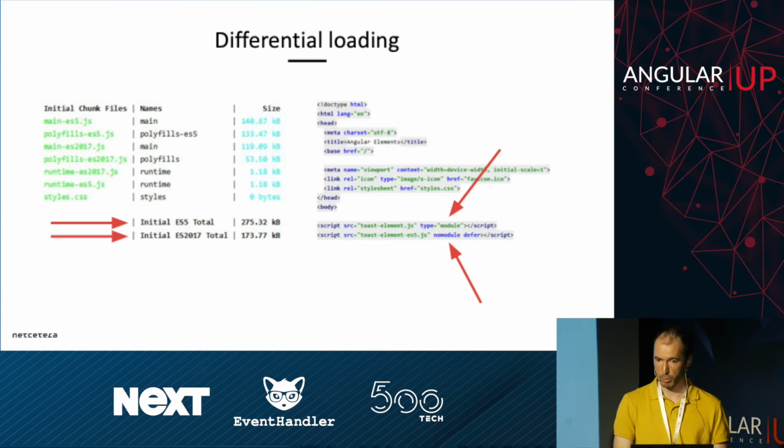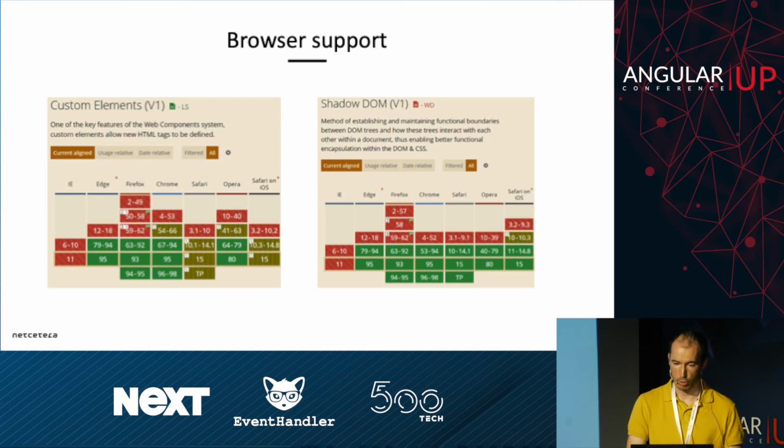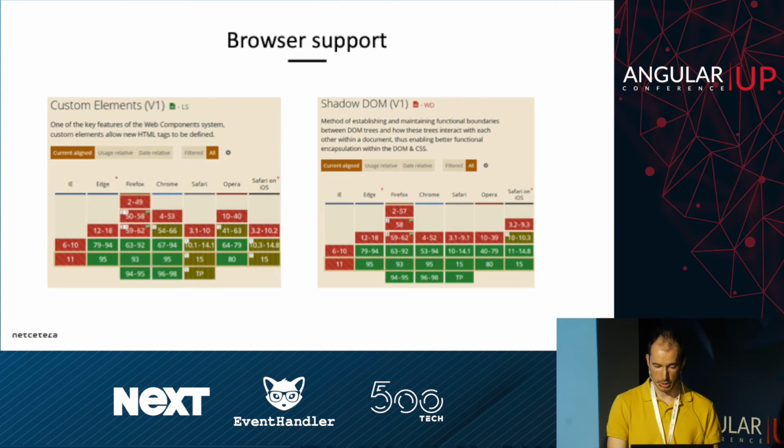How do browsers actually distinguish which of these bundles to take? It's based on the type attribute in the script. So if it's type module, then it's an evergreen browser, and if not, then it's Internet Explorer. Also, here is the latest Can I Use support for custom elements and the shadow DOM. We can see that it's mostly green areas with the usual suspects in the red area.